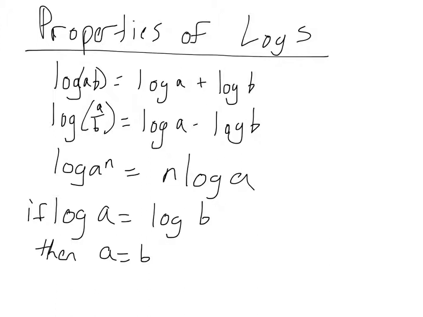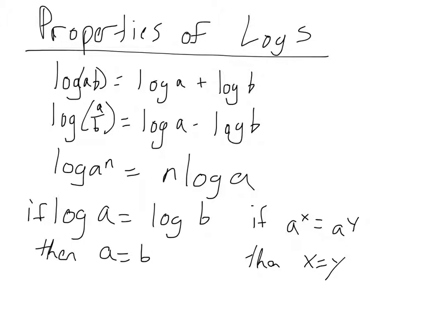So if I have two logs of the same bases that equal each other, just like if I have two exponential expressions of the same bases that equal each other, the argument, which in this case is the a and the b part, have to also be equal. So it's very similar to the exponential one, where if we have a to the x equals a to the y, then x has to equal y, right? We just did that a second ago. This is the same idea with logs.